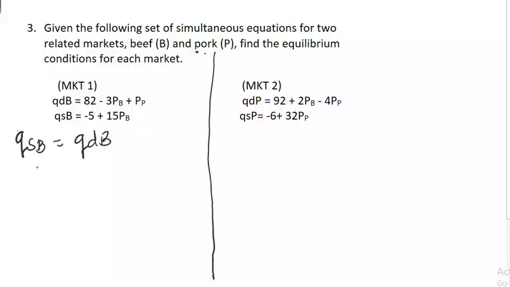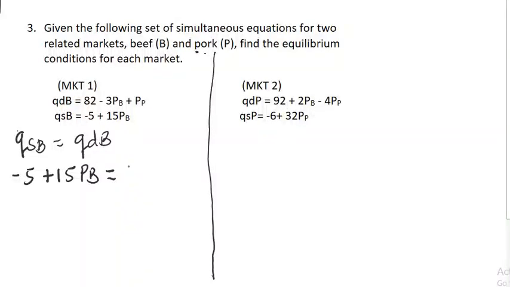I've explained that before. Quantity of supply for beef is minus 5 plus 15 PB equals quantity of demand, which is 82 minus 3 PB plus PP. So we have quantity of supply beef equals quantity of demand beef. Now at this point we have to collect like terms. Leave 15 PB at the left hand side, then move minus 5 to the right hand side.